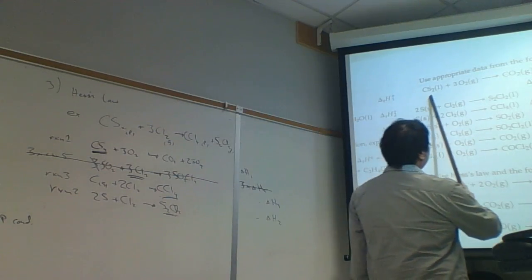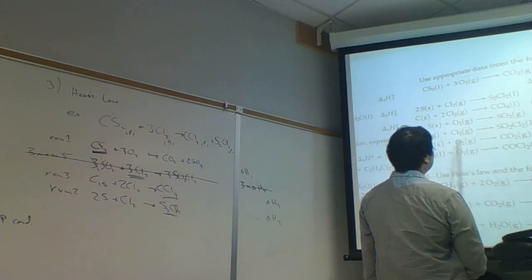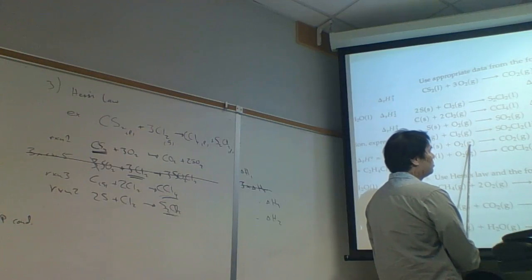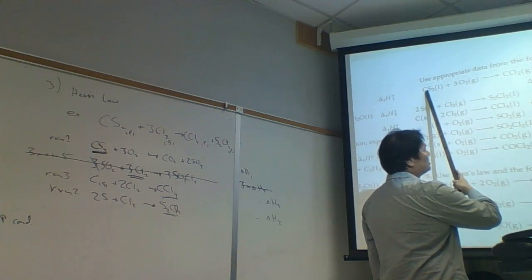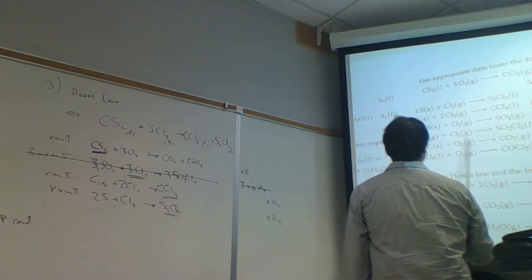All right, so I could use this one to get rid of the CO2, or I could use this one to get rid of the CO2. Which one's better? The sixth one, because if I use this one, I'm going to screw up the other things. Do you see that? And so I'll use this one to get rid of the CO2.